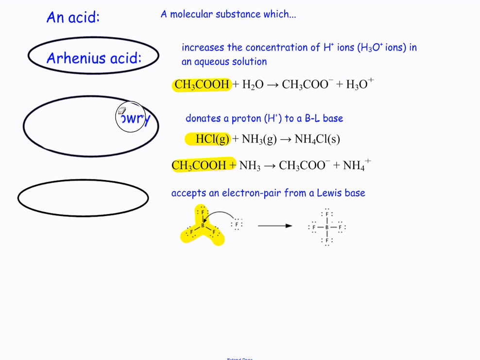So a more general definition is a Bronsted-Lowry acid. That's where we're going to spend most of our time. Bronsted-Lowry acids are proton donors. So that works for Arrhenius acid, and it works for the next 2 examples: HCl donating its hydrogen to NH3, making NH4+, or acetic acid donating its hydrogen to NH3, making NH4+.